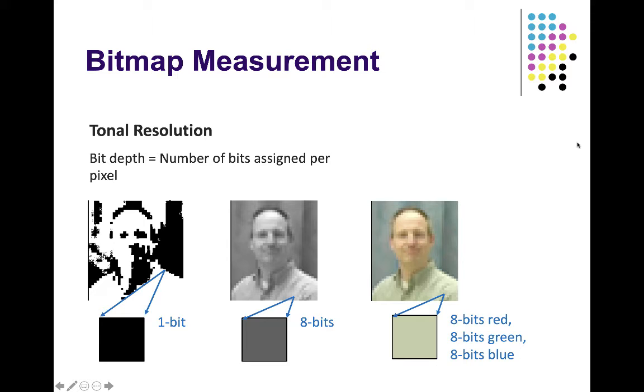8-bit tonal resolutions allow for 256 different numerical values that the computer can display as 256 different tones for each pixel. And then we have 24-bit images, which in reality are 3 8-bit grayscales, which the computer represents as a red grayscale, a green grayscale, and a blue grayscale, one layered over the other with light.